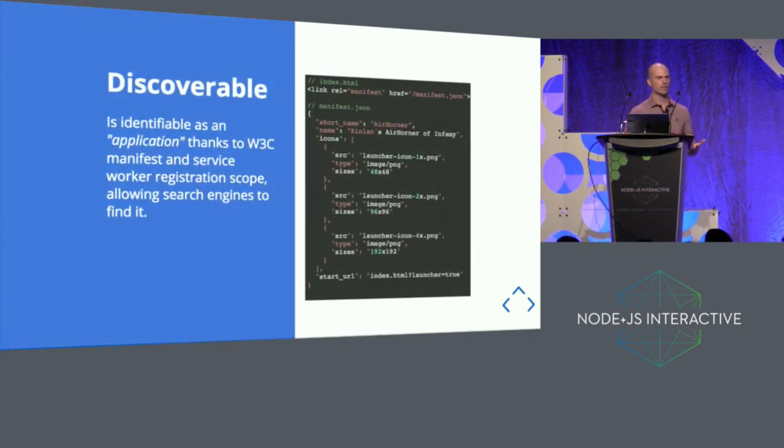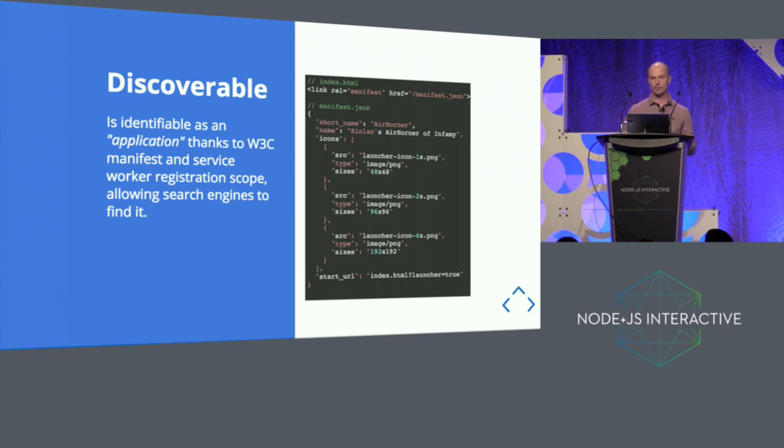And then it comes to discoverability. So you might ask yourself, how do people find my web application if I'm not in an app store somewhere? Well, by using this thing called manifest.json, which you will link to in your application, that will allow a lot of search engines like Google and Microsoft to be able to find your app and know that it is an application, and they can start promoting it internally.